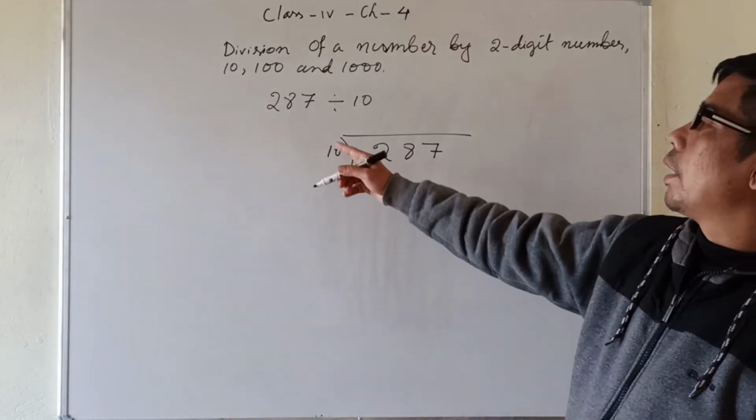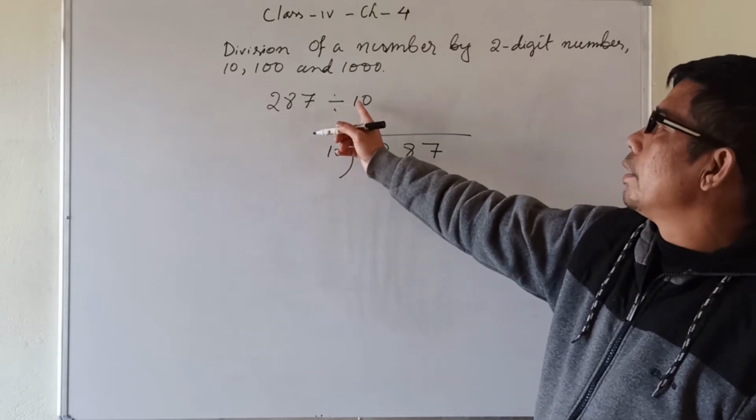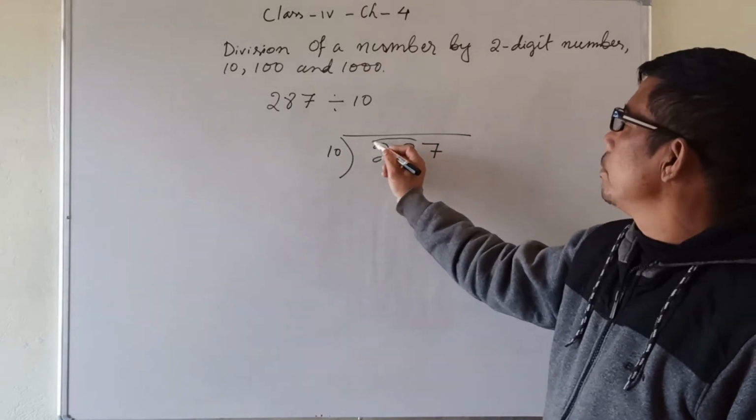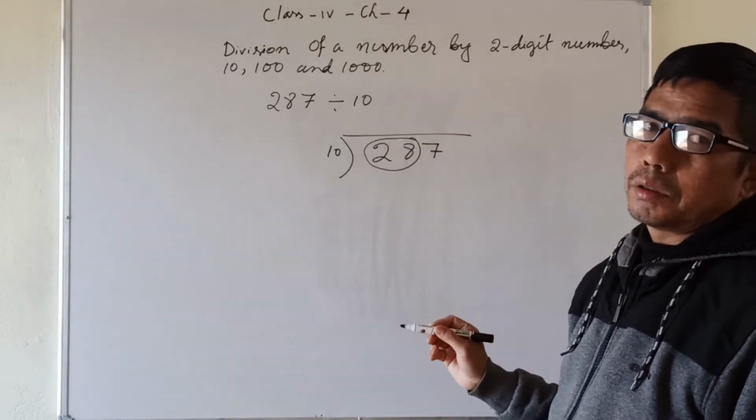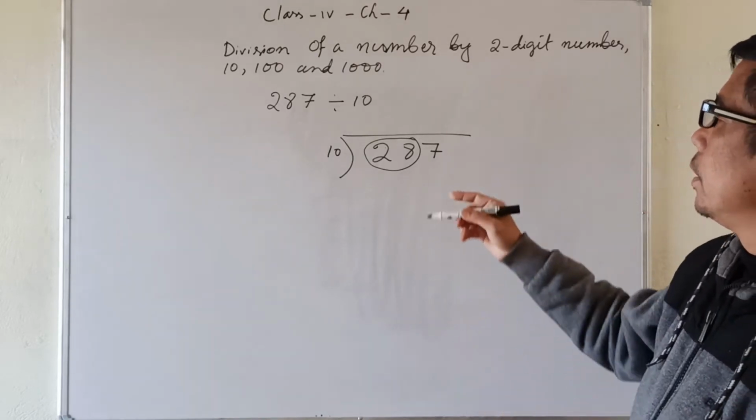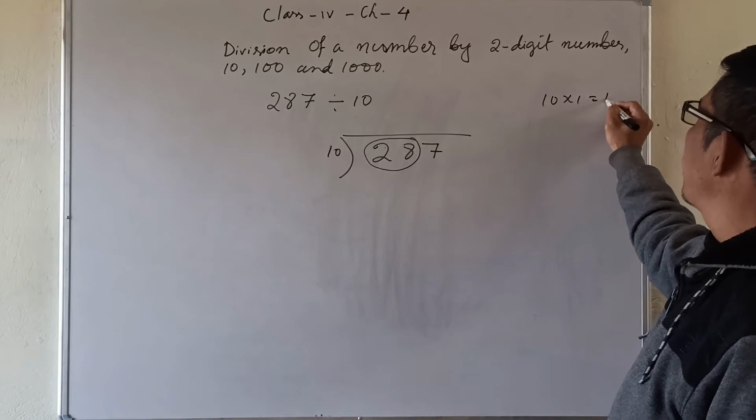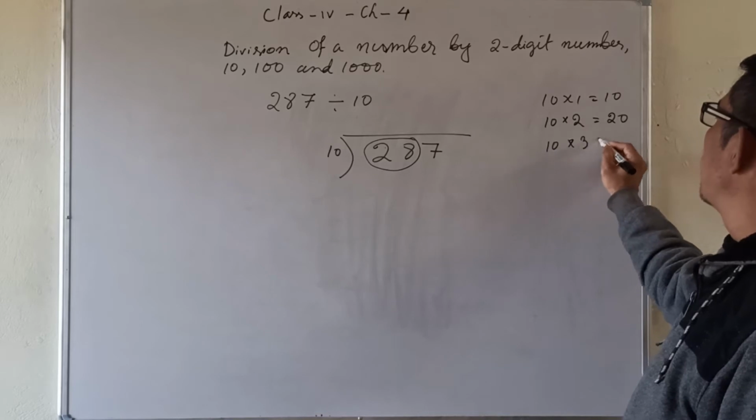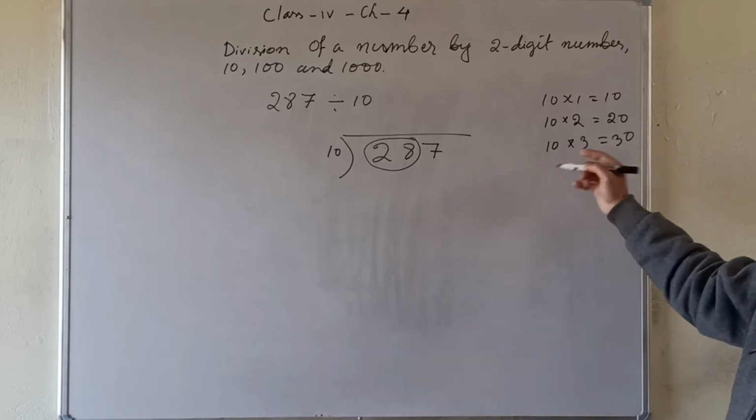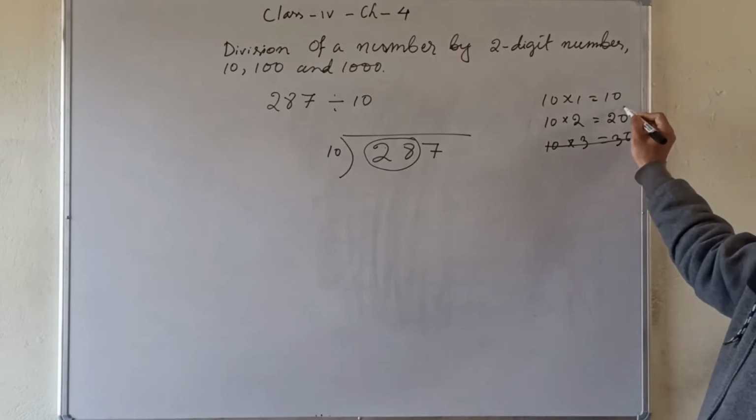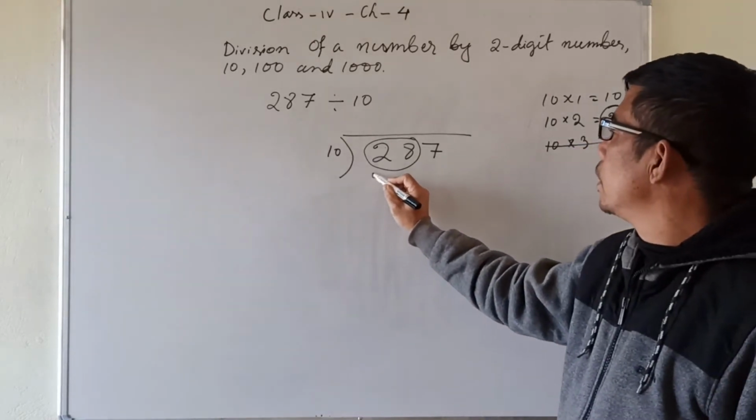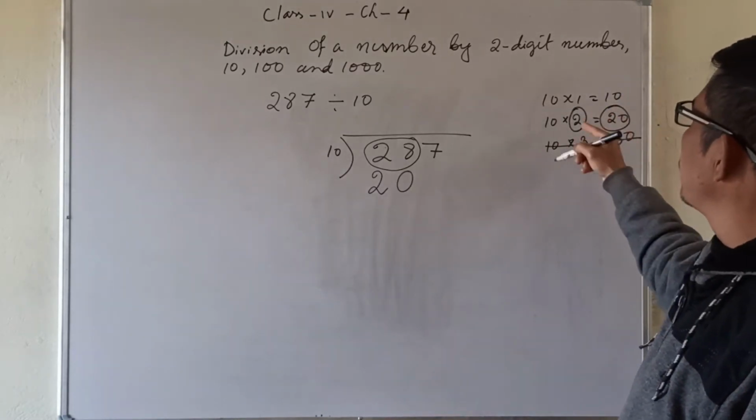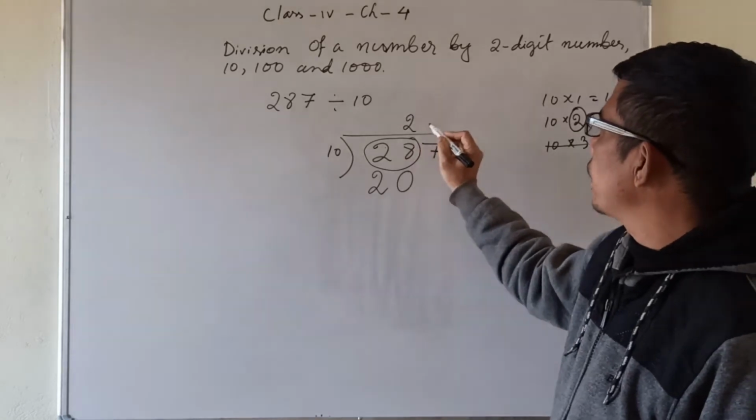So let's pick up the example 287 by 10. Again here 2 is smaller than 10. So we have to pick up 2 digits, that is 28. In the multiples of 10, 10 1s are 10, 10 2s are 20, 10 3s are 30. So 30 is bigger than 28, cannot be taken. So we have to take 20. And at 1 we got this one, at 2. So 2 will be written here.